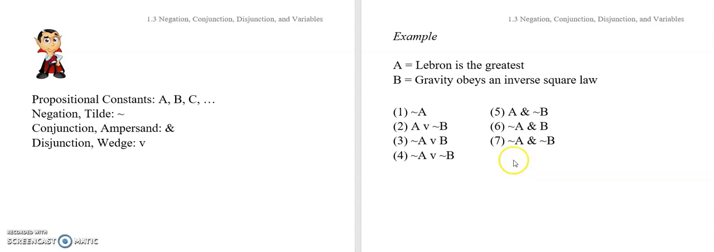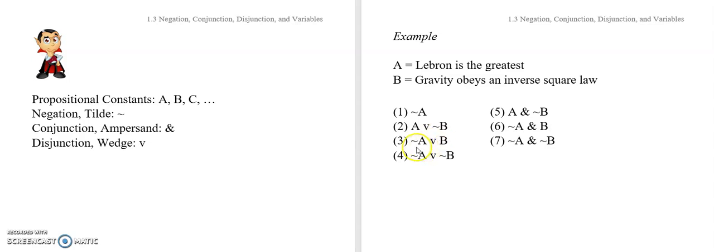All right, hopefully you've had a chance to go through this, but not A, once again, is probably the simplest one. And again, this just says A is false. It says that it's not the case LeBron is the greatest. It's false that LeBron is the greatest, okay? 2 here is interesting. It says either A or it's not the case that B. So either LeBron is the greatest or it's not the case that gravity obeys an inverse square law, okay?